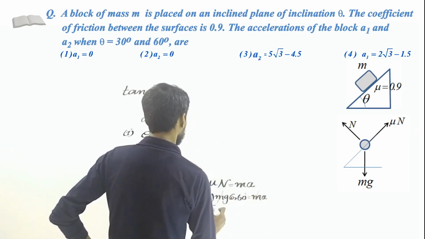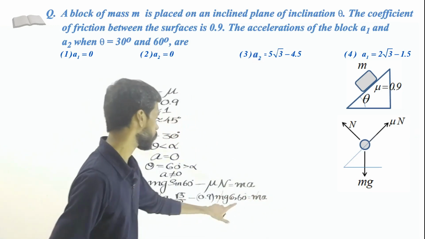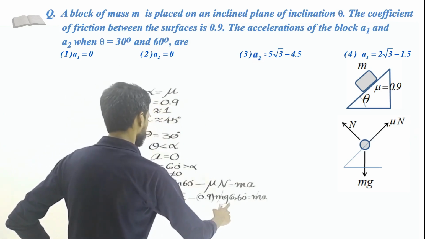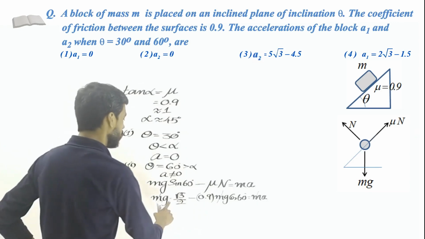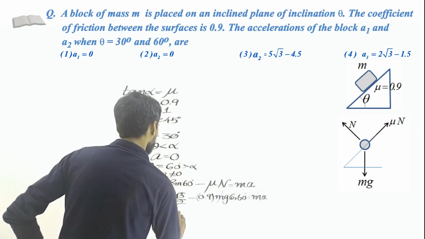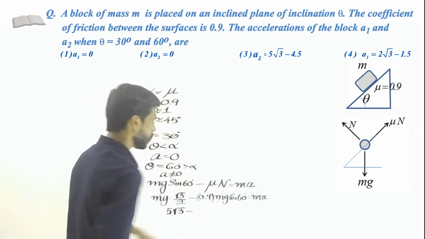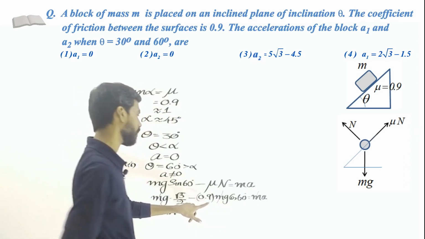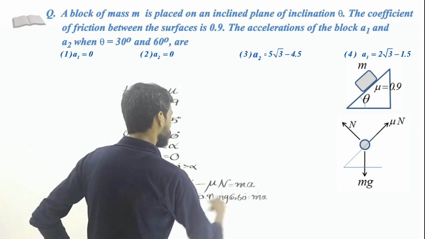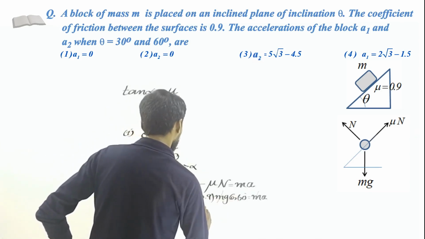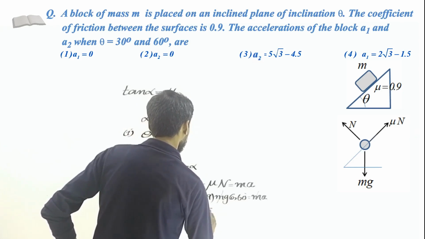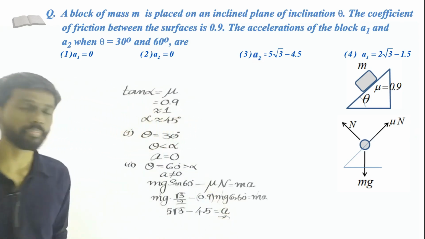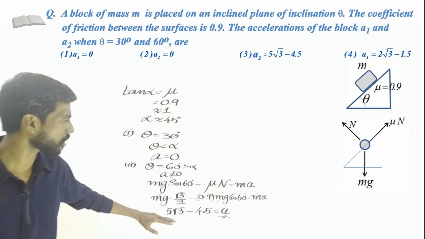So the mass cancels, and cos 60 is 1 by 2. And g you can take approximately 10. So this is 5 root 3 minus, taking g 10, 10 multiplied by 0.9, so that is 9, multiplied by cos 60, so that is 4.5. That is the acceleration of the block in the second case: 5 root 3 minus 4.5.